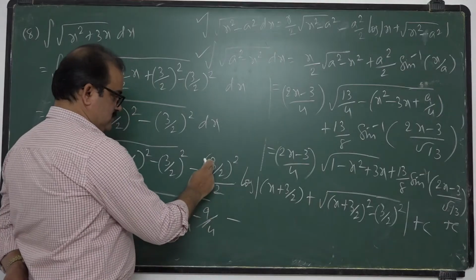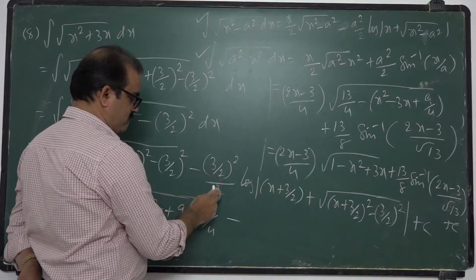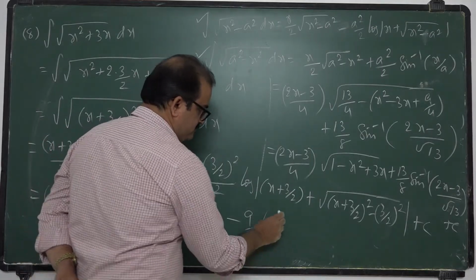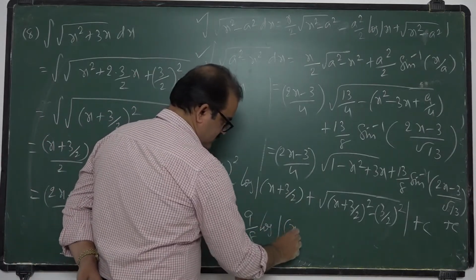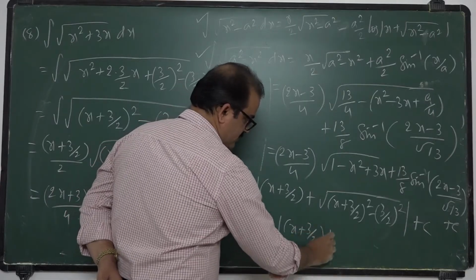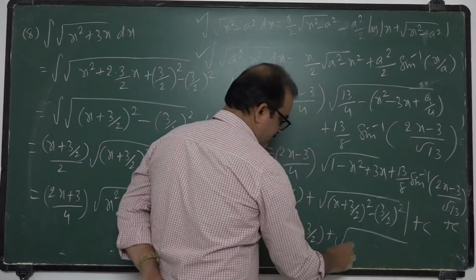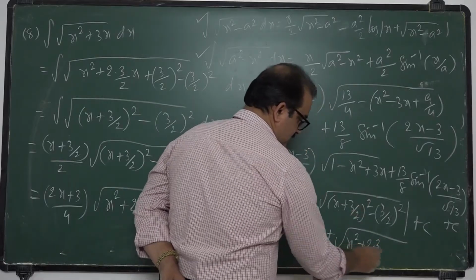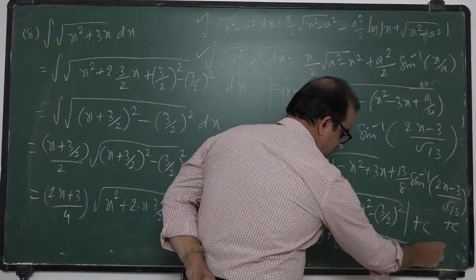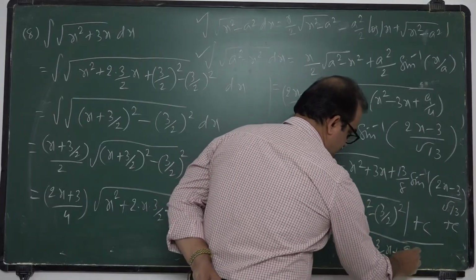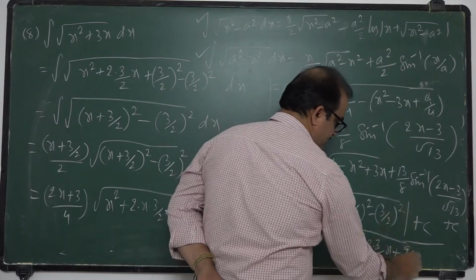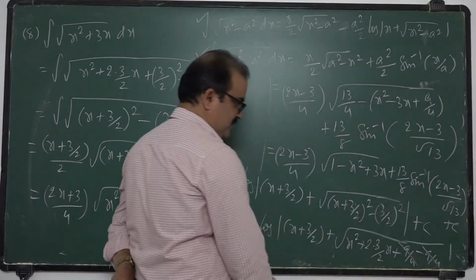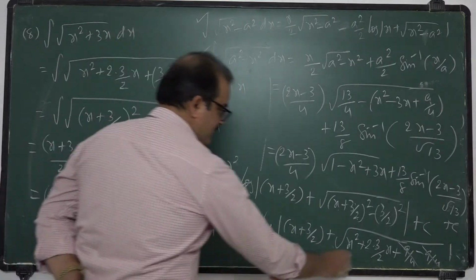Minus (3/2) whole square, 9/4 by 2, 9/8 into log mod x plus 3/2 plus, expand it, x square plus 2 into... (a plus b) whole square is a square plus 2ab plus b square. (3/2) whole square is 9/4, minus (3/2) whole square, minus 9/4. These two are the same, they get cancelled.